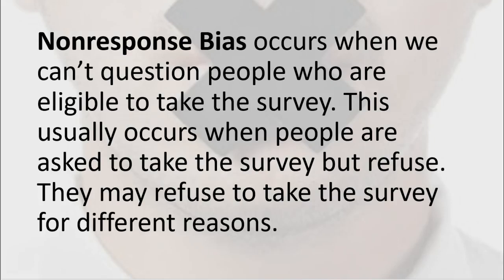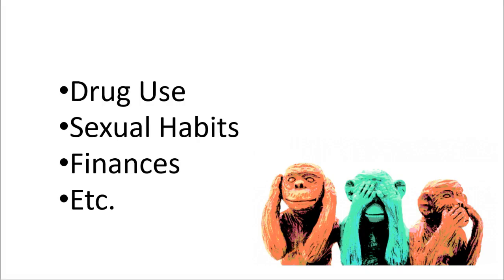Definition: non-response bias. Non-response bias occurs when we can't question people who are eligible to take the survey. This usually occurs when people are asked to take the survey but refuse. They may refuse to take the survey for different reasons. Even those who do respond may not respond to all of the questions, resulting in missing data. Questions that make people uncomfortable are more likely to cause non-response error, things like drug use, sexual habits, finances, etc.